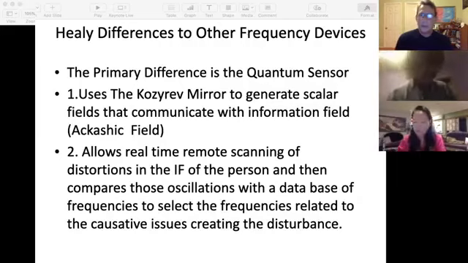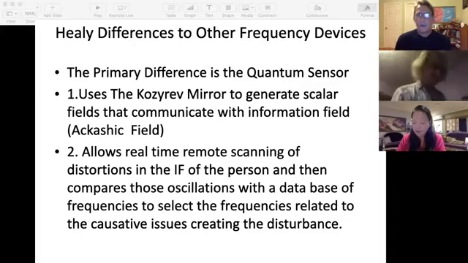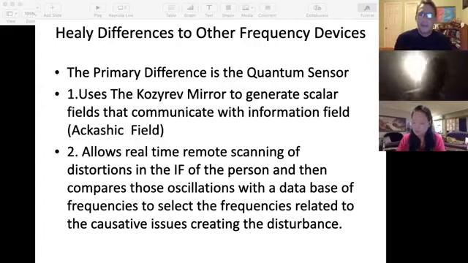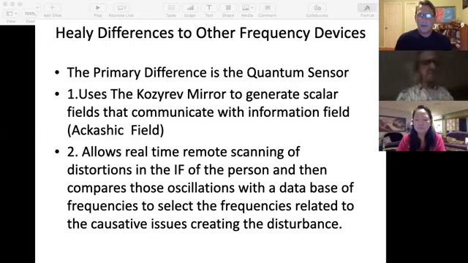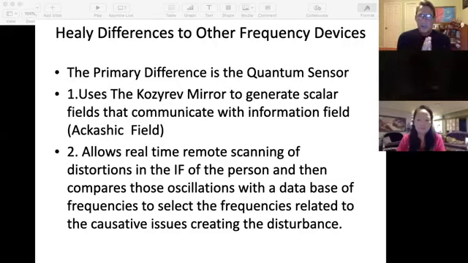So what makes this quantum sensor so important and so critically different to all the other types of devices that are out there? And it's this key thing here, and it's called the Kozyrev mirror. The Kozyrev mirror is a type of shielding that is inside the device. It's like a little chamber, and this particular chamber is capable of doing two very important things. The circuitry of the unit is enclosed in this chamber, and the chamber does two things.